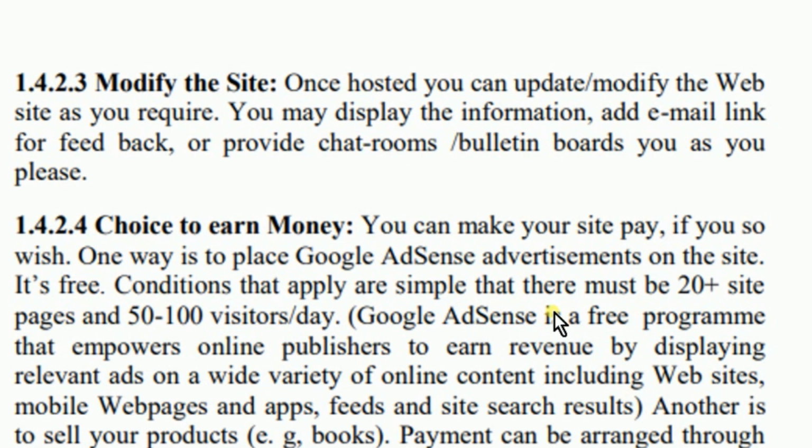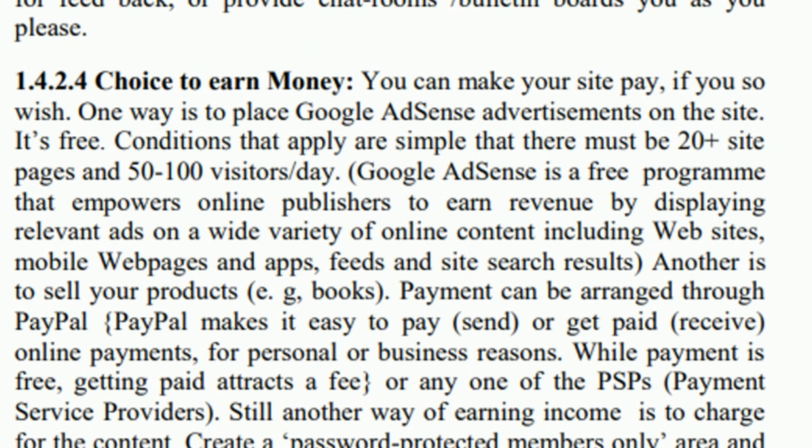And the common restriction is that there must be 20 plus site pages on the website and at least 50 to 100 visitors per day. Then only is Google AdSense given to the website provider. This is also helpful to sell your products, for example books. Payment can be arranged through PayPal, and there may be other online payment methods, and payment service providers like PhonePe, Google Pay. Even those concepts are nowadays available.